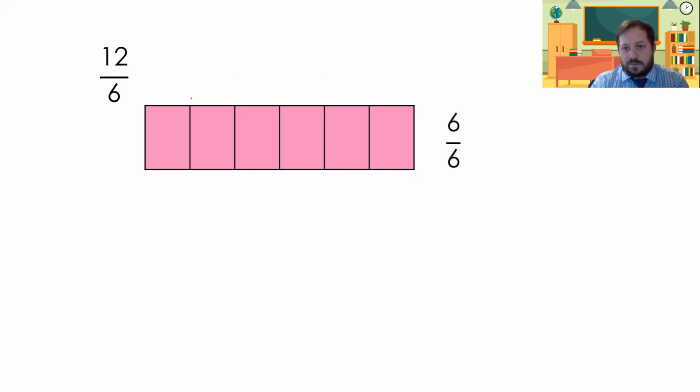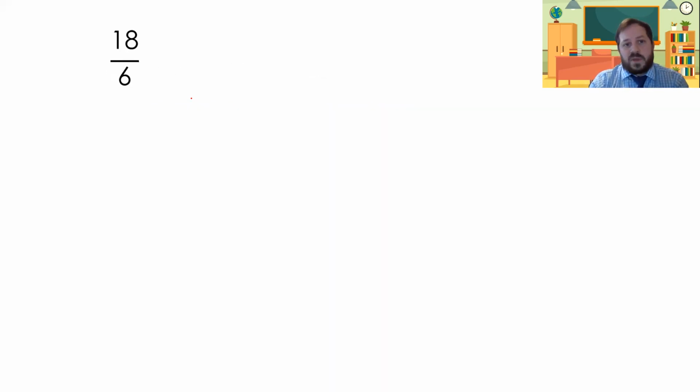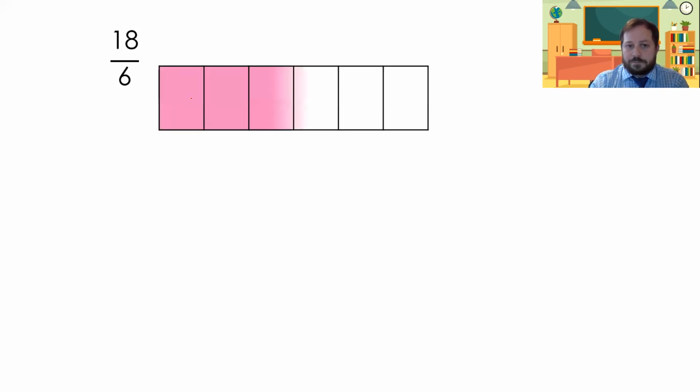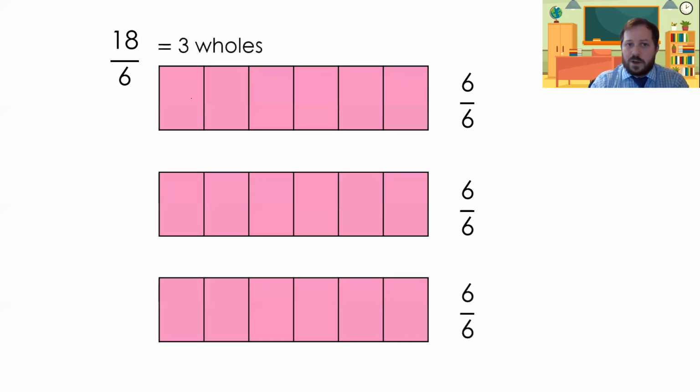There's 6 sixths plus another 6 sixths. So in total, we have 2 whole ones. Then we've got 18 sixths. There's 6 sixths. There's another 6 sixths. There's another 6 sixths. How many do we have in total? 3 whole ones. Does anyone notice a pattern at all? This is interesting because what we've said is 12 sixths is the same as 2 whole ones, and 18 sixths is the same as 3 whole ones.